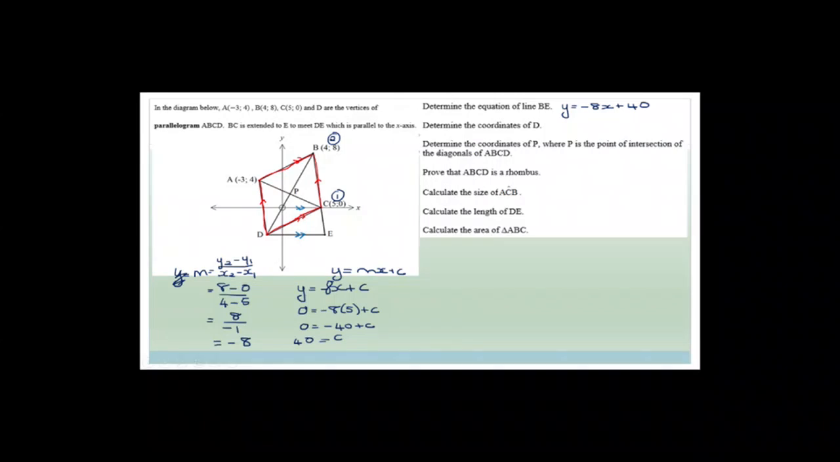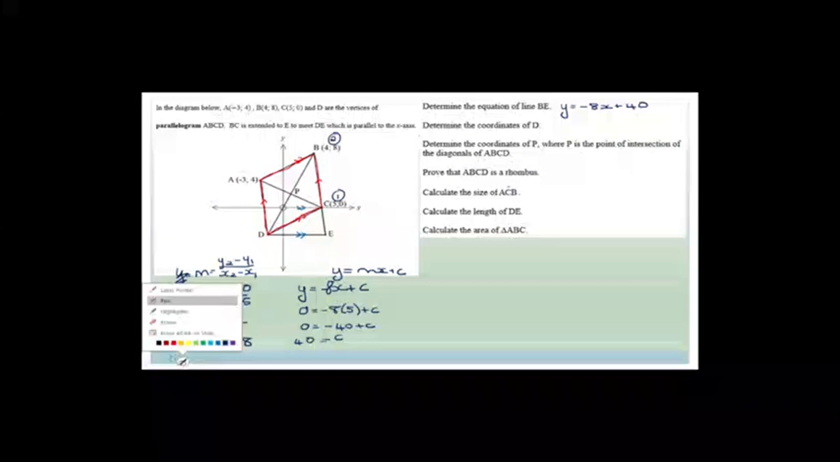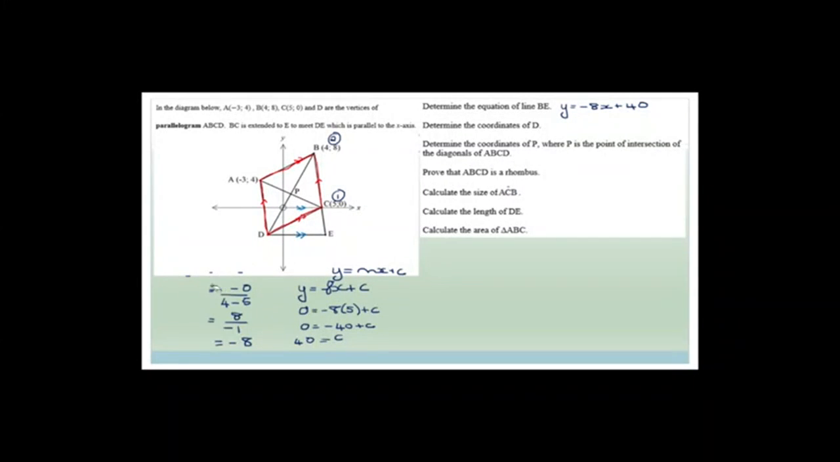Okay, now they want us to work out the coordinates of D. You need to look at the mark allocation. I haven't included the mark allocation in here just because I couldn't fit it in when I was copying and pasting the questions, but this is about a 2-mark question, okay? So you're really not looking at doing a huge amount of work, okay?